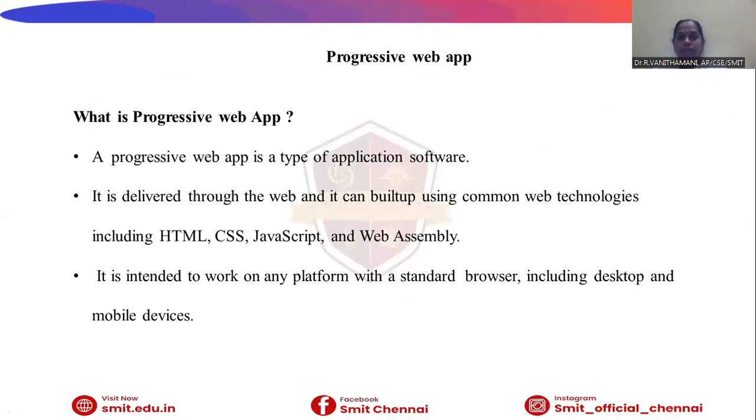Now we can see the definition for progressive web app. A progressive web app is a type of application software. It is delivered through the web. It can be built using common web technology, including HTML, CSS, JavaScript, and WebAssembly. It can work on any platform with a standard browser, including desktop and mobile devices.